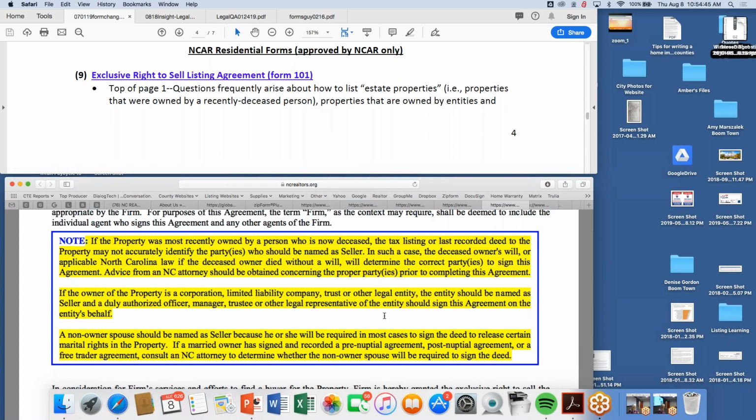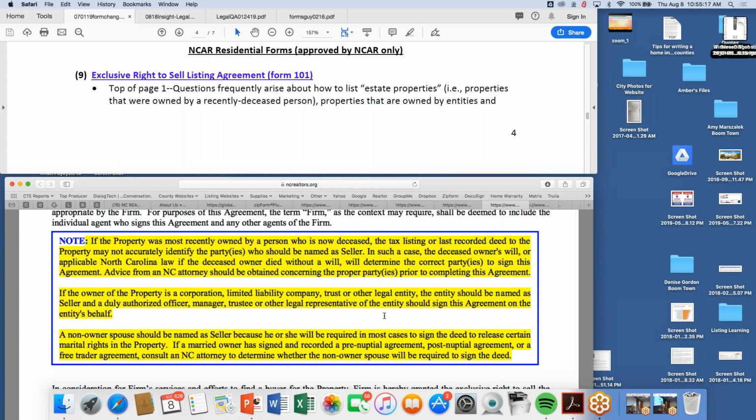If the owner of the property is a corporation, limited liability company, trust, or other legal entity, the entity should be named as seller, and a duly authorized officer, manager, trustee, or other legal representative of the entity should sign this agreement on the entity's behalf. There should always be an agreement or documentation that someone can provide to show you who is allowed to sign and who is a member. That's just part of how corporations and partnerships are set up in the state of North Carolina and throughout the country, really.